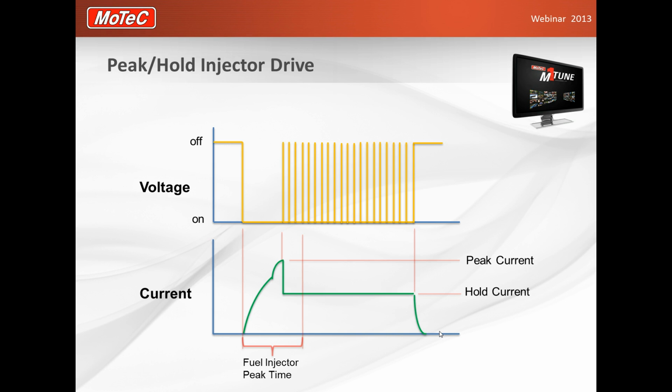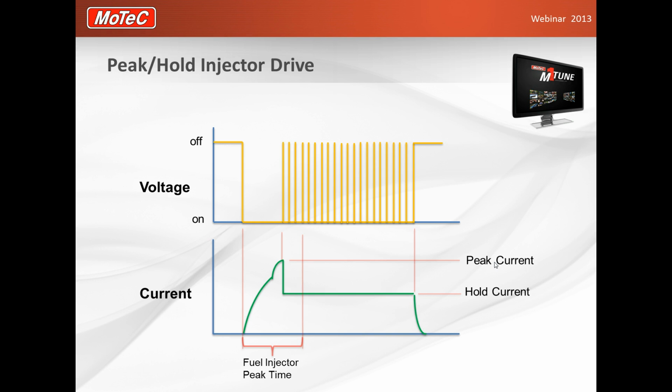Otherwise, you'd build up too much current in the ECU output pins, and that creates heat and all kinds of problems. So by the injector having a low resistance, we actually need to control the current a bit. Quite simply, we have a peak time where we turn it on and allow it to build as much current as the injector is likely to. And we have a peak current setting.